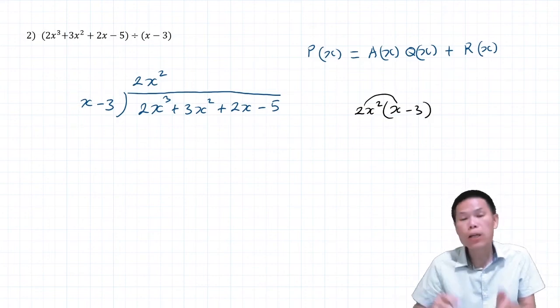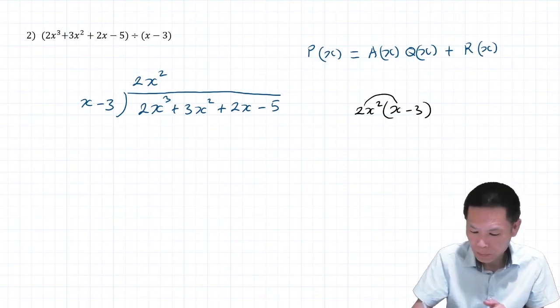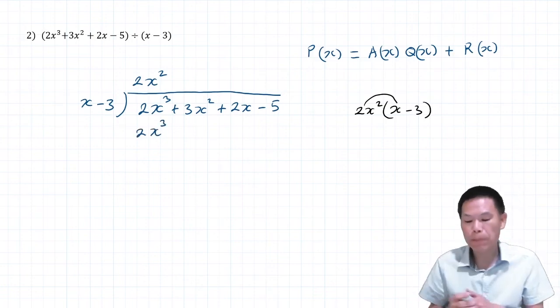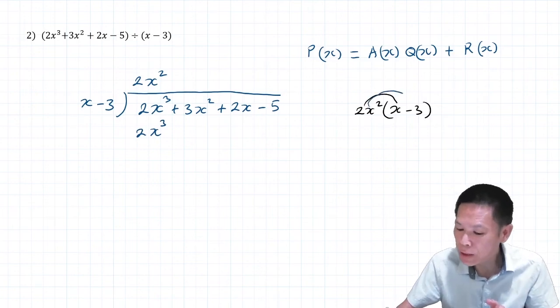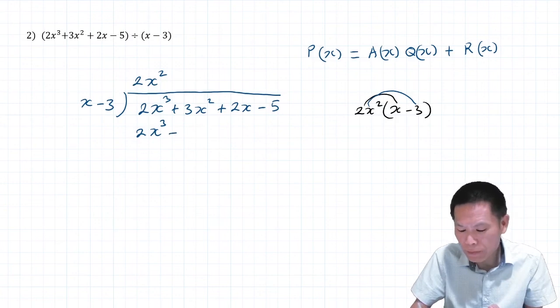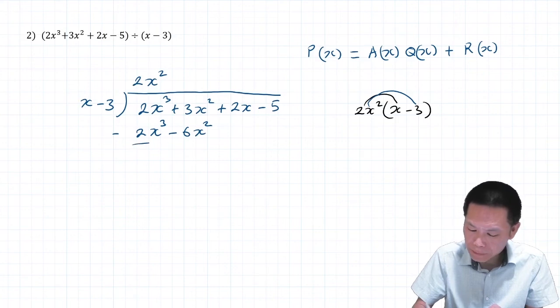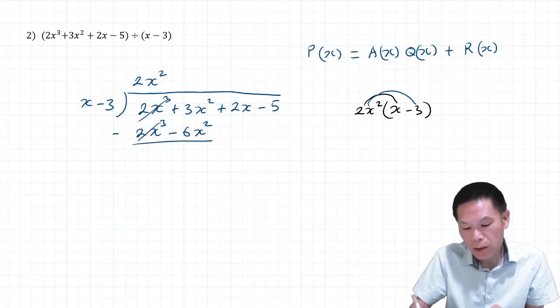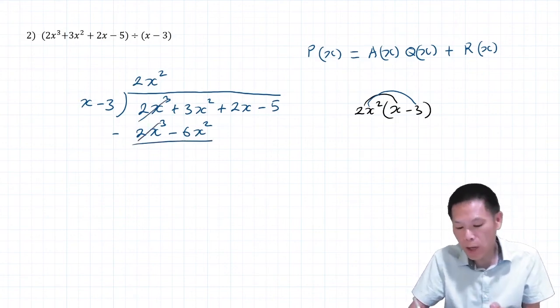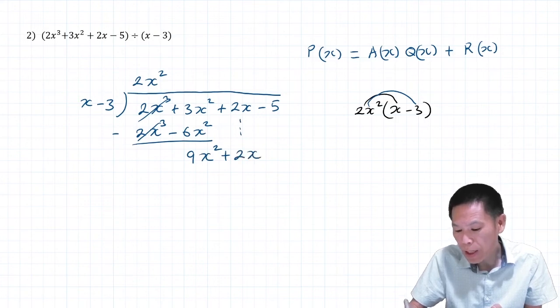So we multiply together: 2x squared times x is 2x to the power of 3. And then 2x squared times negative 3, so negative 6x squared. So right underneath, negative 6x squared. And then we just minus it. So that cancels out. 3x squared minus negative 6x squared is 9x squared. And this 2x, we'll write it down. And then negative 5 or minus 5, we'll write this down.